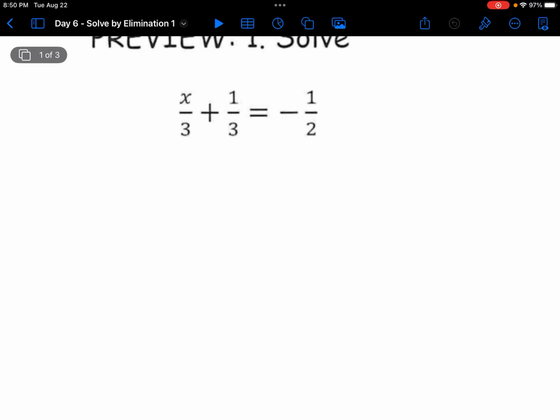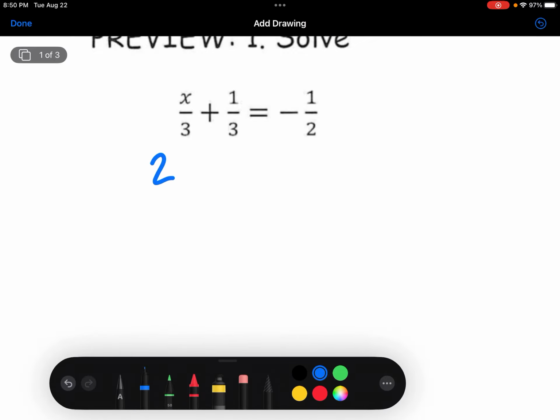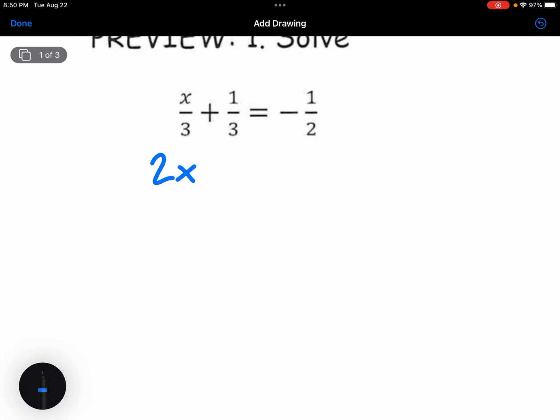You could make everything have a common denominator. In this case, it would be 6. You could combine the two fractions on the left and then cross multiply. What I'm going to work with is just a common denominator here. So we're going to make everything have a denominator of 6. So this would be 2x over 6 plus 2 over 6 equals negative 3 over 6.